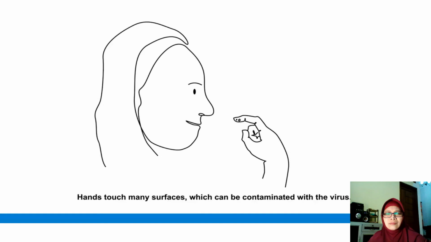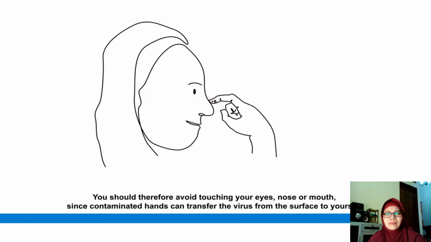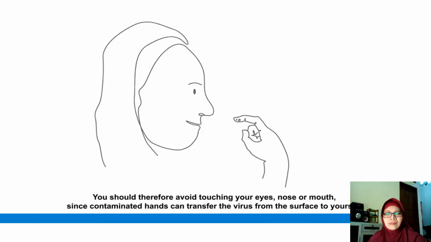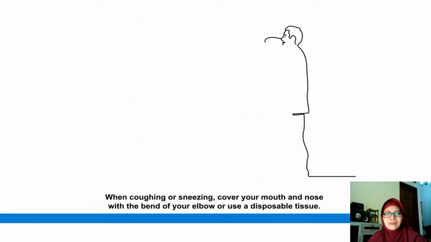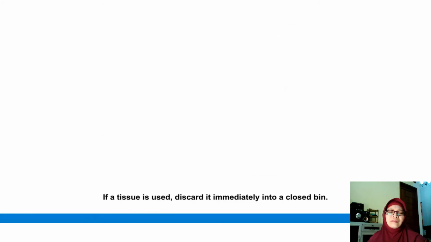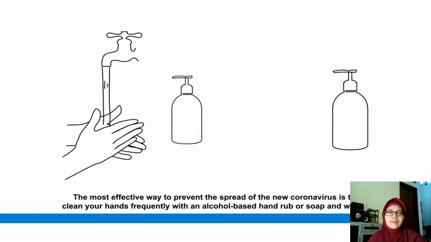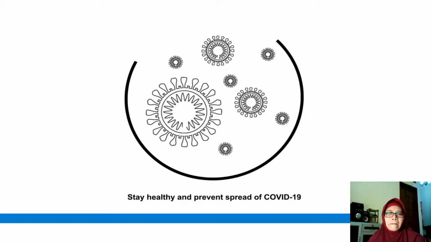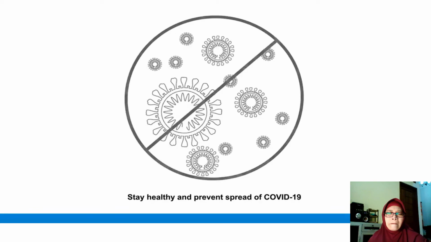Hands touch many surfaces, which can be contaminated with the virus. You should therefore avoid touching your eyes, nose, or mouth, since contaminated hands can transfer the virus from the surface to yourself. When coughing or sneezing, cover your mouth and nose with the bend of your elbow or use a disposable tissue. If a tissue is used, discard it immediately into a closed bin. The most effective way to prevent the spread of the new coronavirus is to clean your hands frequently with an alcohol-based hand rub or soap and water. This will eliminate the virus if it is on your hands. Stay healthy and prevent the spread of COVID-19.